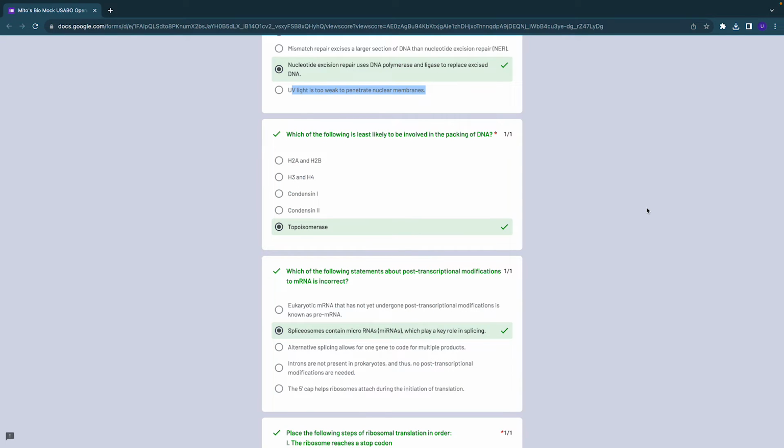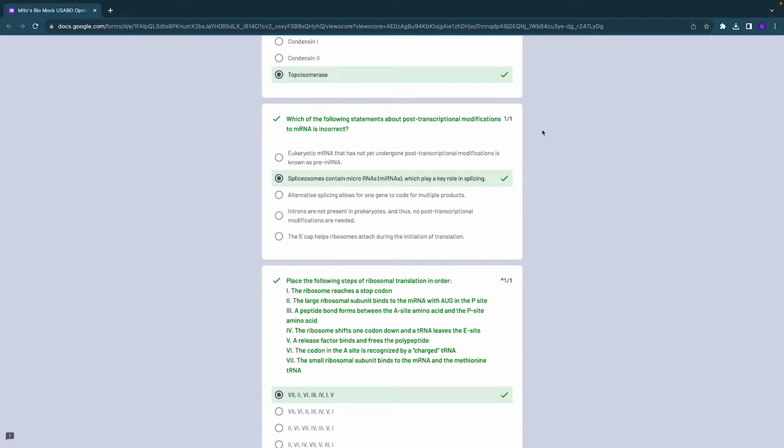And then, which of the following is least likely to be involved in the packing of DNA? Those first four are all used in the packing of DNA. These are all histones, so DNA is going to be wrapped around them. Condensin 1 and condensin 2, their job is basically to help with the looping of DNA involved in condensing into chromosomes.